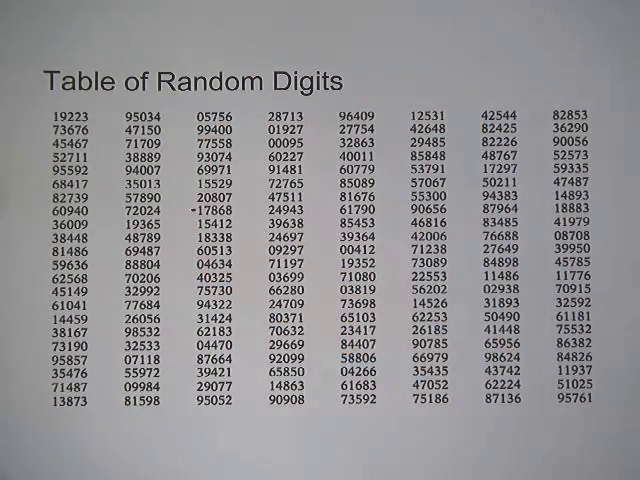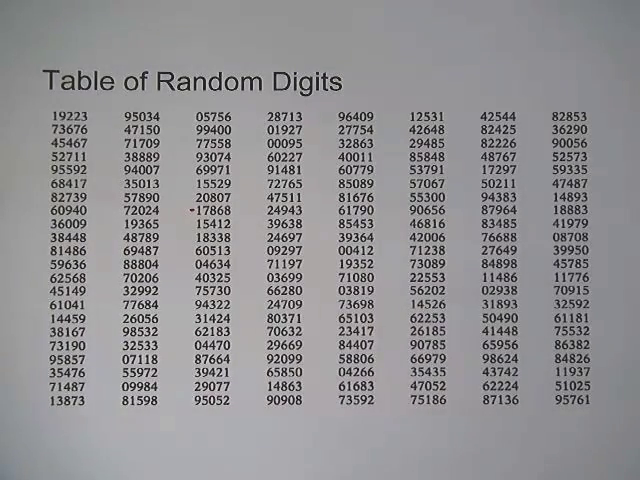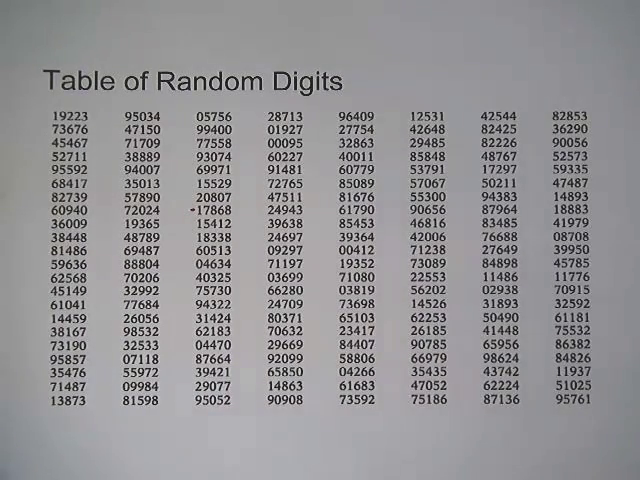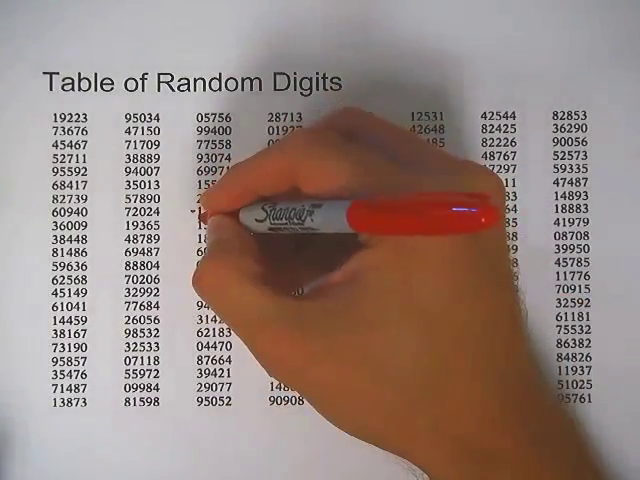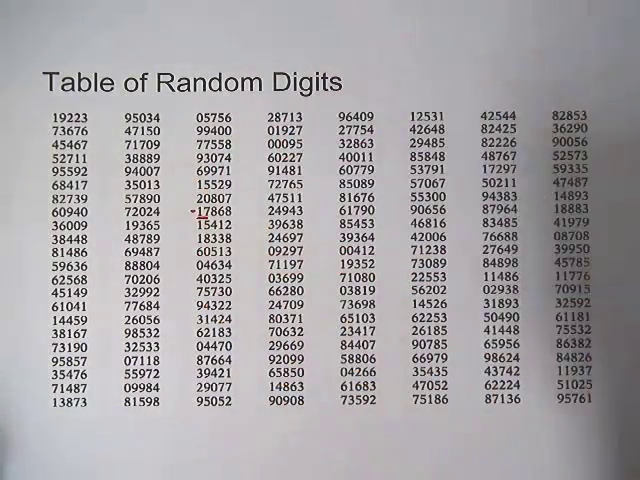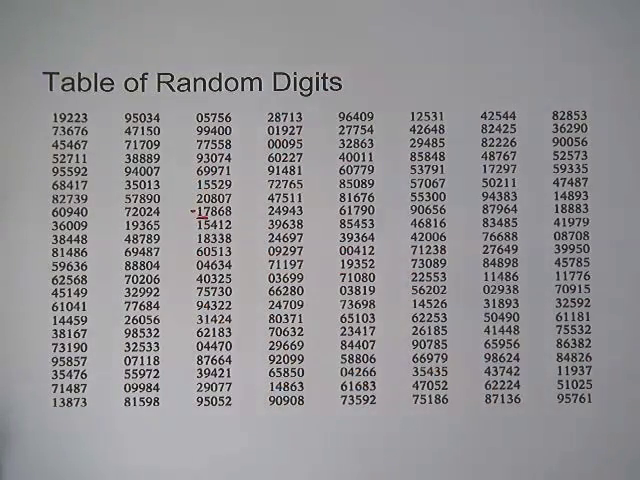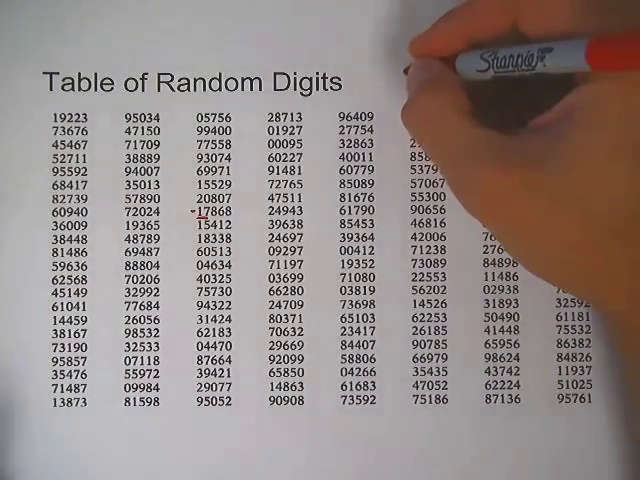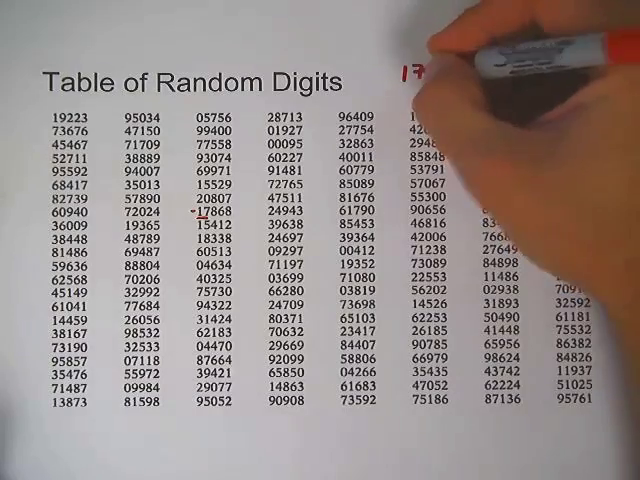Now I want to pick two-digit numbers. Since I'm picking the numbers 1 to 24, I need to consider the numbers 0, 1, all the way up to 24. Anything else I can just throw out and select a different random number. So first I'm going to select those two random digits, 1 and 7. That represents 17. So 17 would be part of my sample.